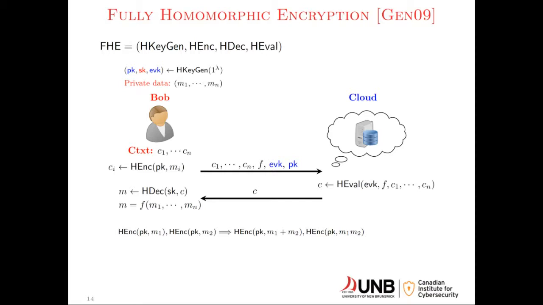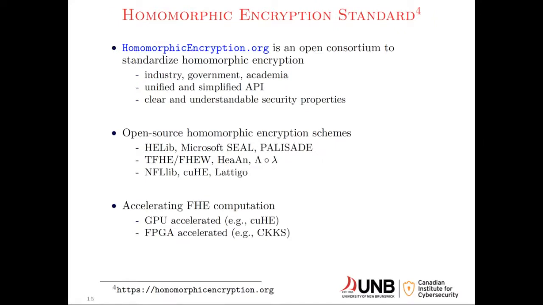This protects against the cloud server, and if the cloud is compromised by hackers or something, they do not learn any information about the data. When Bob gets the encrypted result, he simply decrypts it, because the decryption key is known only to Bob. So why can the cloud compute this? Because the encryption scheme has the property of homomorphically computing addition and multiplication operations using the ciphertext. The first FHE scheme came in 2010, and in the last 10 years there has been tremendous progress. There is an open consortium called homomorphicencryption.org.